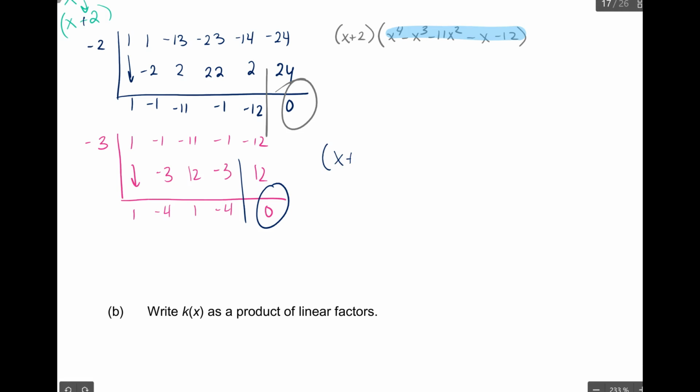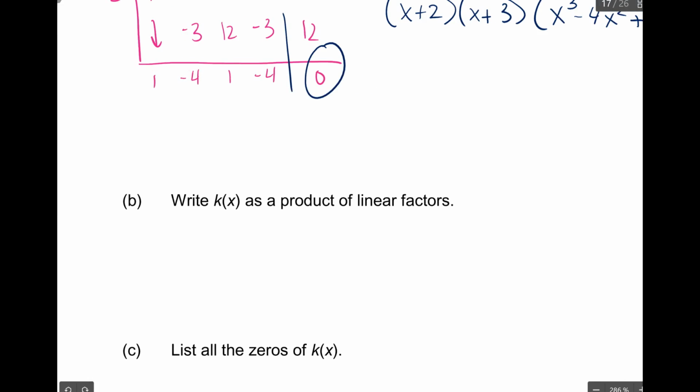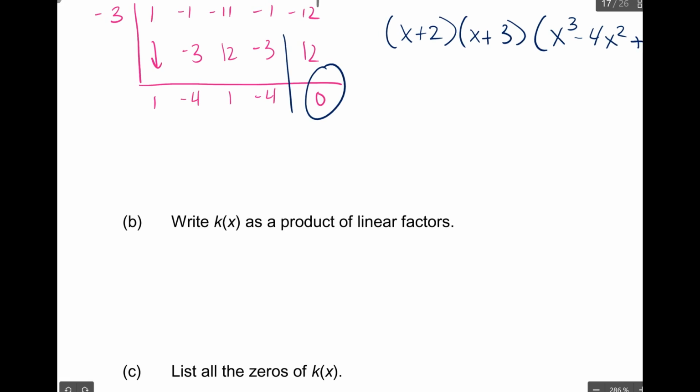So far I have x plus 2, I have x plus 3, and then I'm going to have, that was fourth, this is third, x to the third minus 4x squared plus x minus 4. Okay, so let's see if we can divide this out again. Fun stuff, right? I'll pick 4 this time.